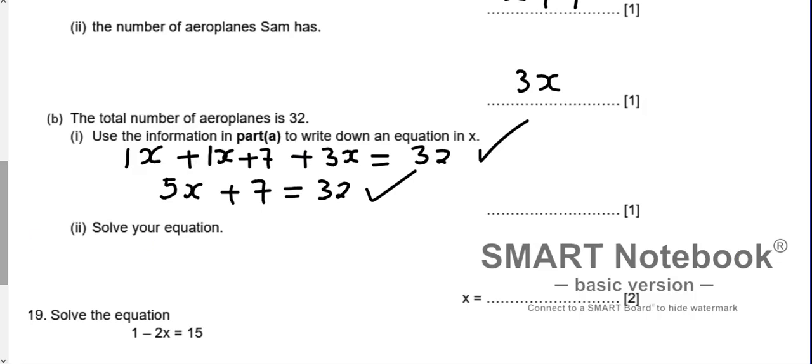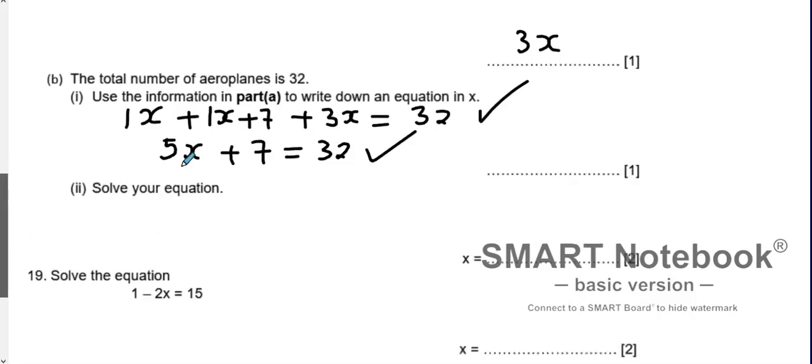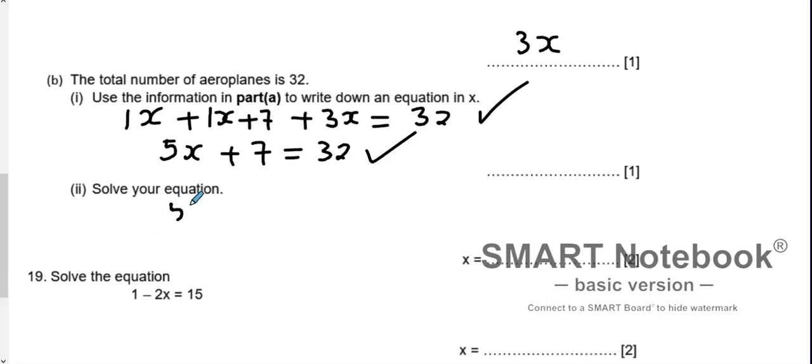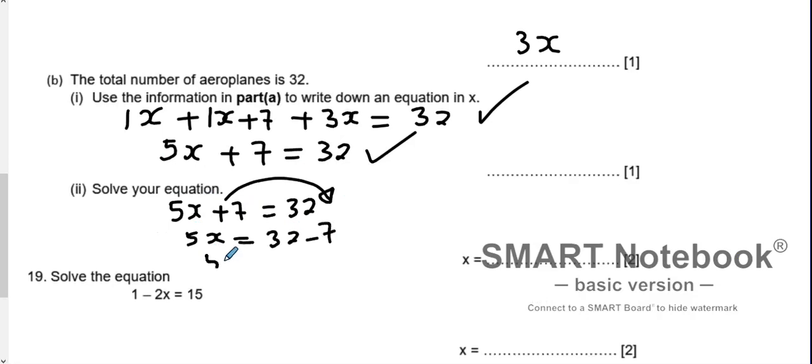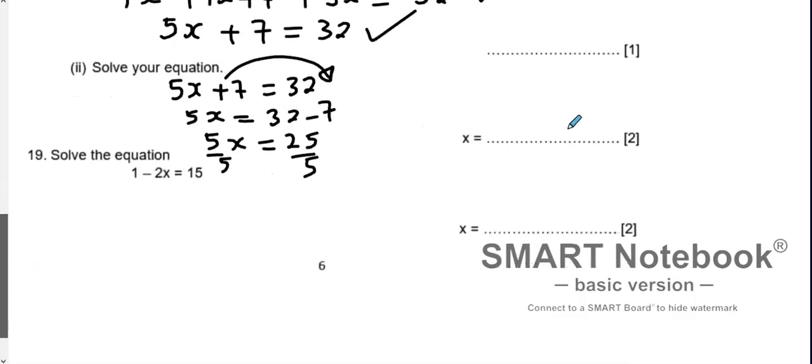Now solve your equation. How do we solve this? You take that equation, which is 5x plus 7 equals 32. The 7 will go there, and this will be 5x equals 32 minus 7. This will be 25. So divide by 5, divide by 5. Can you see that the value of x will be equal to 5? That is your answer. 25 divided by 5 is 5.